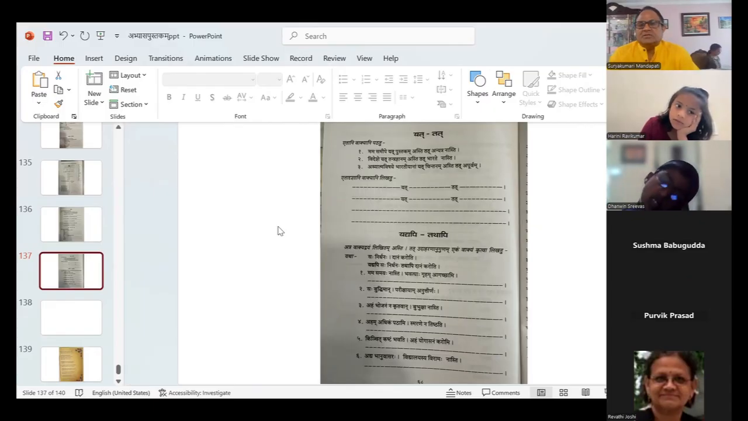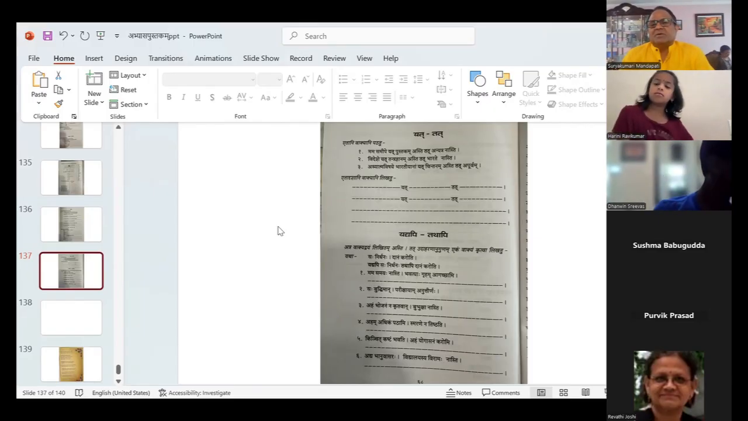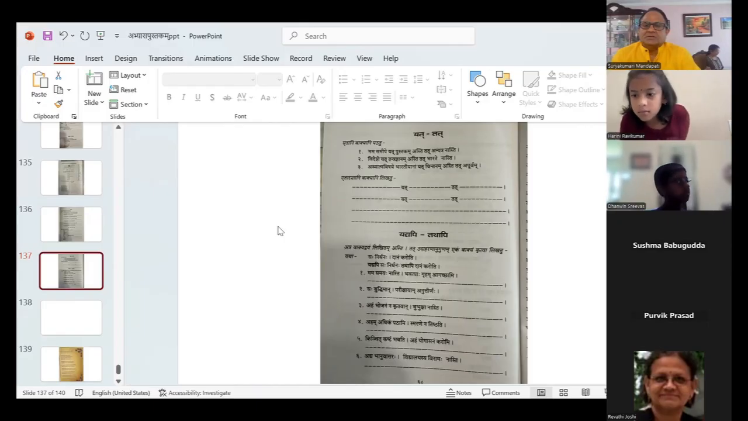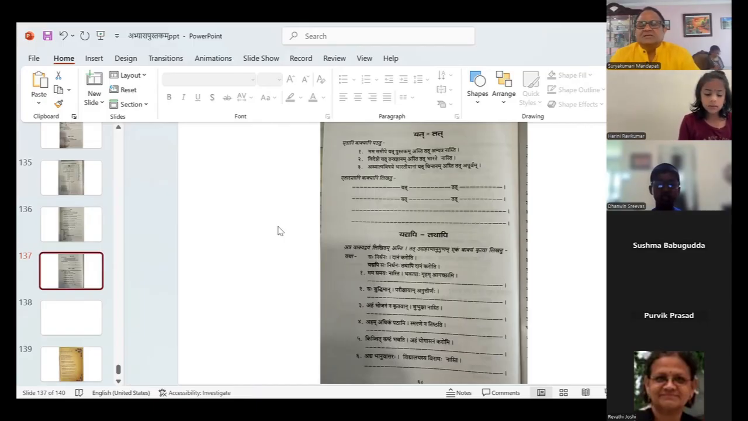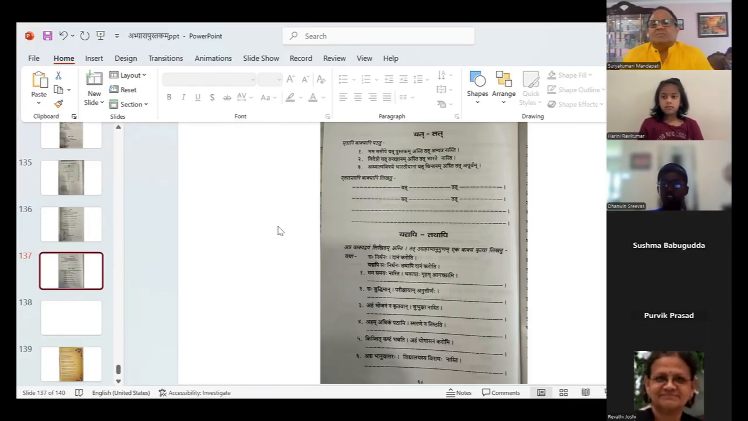Yat pustakam aham pathami tat Ramayanam. Yat tat. Yat pushpam bhavati ichhati tat pushpam aham anayami. So, any flower that you like, I'll bring that pushpam. So, like yat tat.